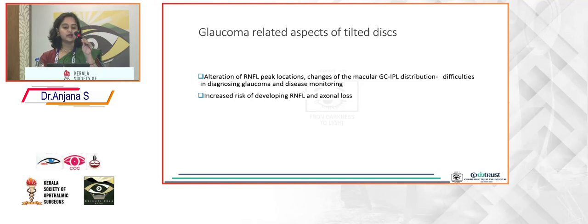Now, coming to the glaucoma-related aspects of the tilted discs, myopic eyes are very prone to developing RNFL and axonal loss, but the problem is that the glaucoma evaluation of these patients is difficult because of the alteration of the RNFL peak locations, and because of the changes in the macular ganglion cell IPL distribution. So both diagnosis as well as monitoring of disease progression become difficult, and also sometimes these eyes may not be having a glaucomatous change, but the presence of the peripapillary atrophy can give rise to arcuate scotomas and ring scotomas. So these eyes may sometimes be unnecessarily treated for glaucoma and may be put on anti-glaucoma medications.